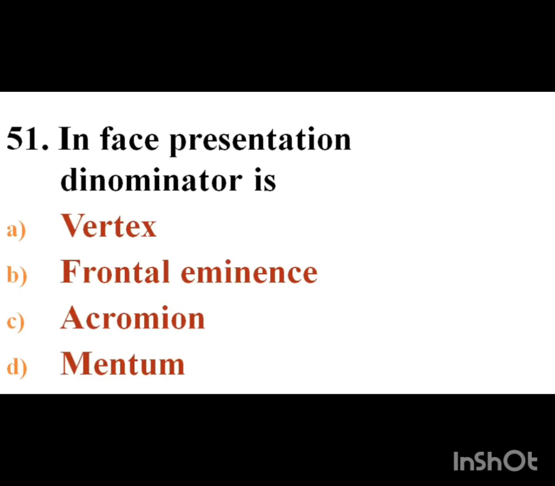Next question. In face presentation, denominator is. Options A, vertex, B, frontal eminence, C, acromion, D, mentum. Answer is D, mentum. So in face presentation, denominator is mentum. What is denominator? It is a bony landmark on the presenting part used to denote the position.